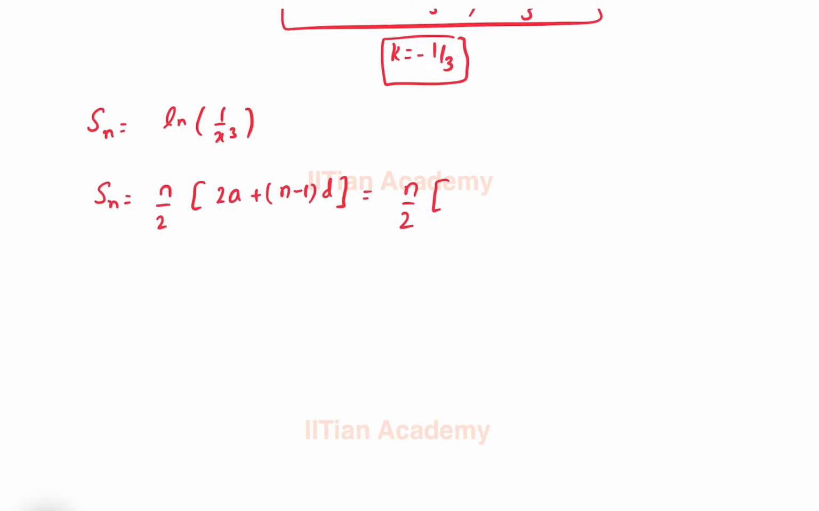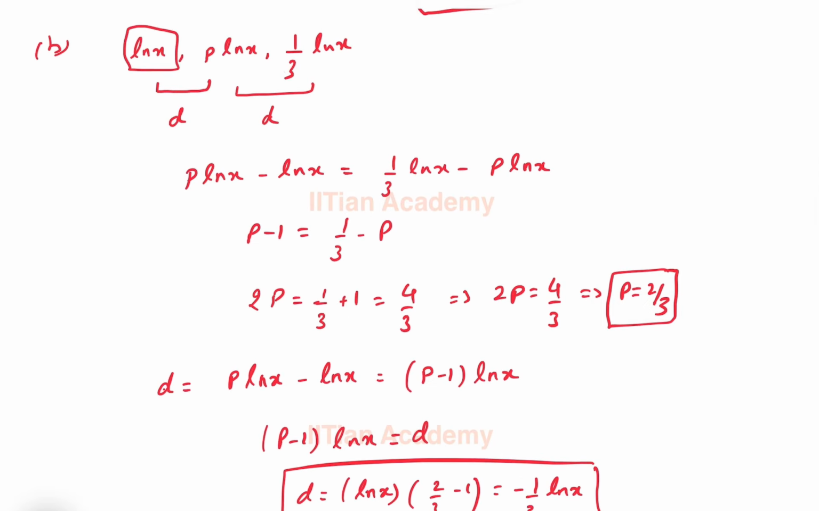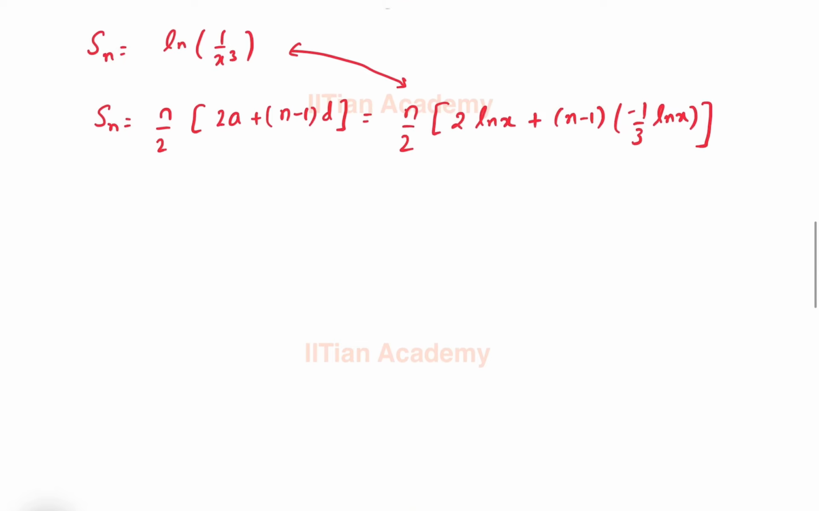So let us try to put the values. N by 2, the first term is natural log of x. Our series, the first term as we see is natural log of x. So this will be 2 times natural log of x plus n minus 1. We have already identified d in terms of natural log of x. So this is minus 1 by 3 natural log of x. And we are given that these two terms are equal. So using these two terms, we have unknown x as well as n. We have to identify the value of n. So let us try to see if we are able to solve it for n.